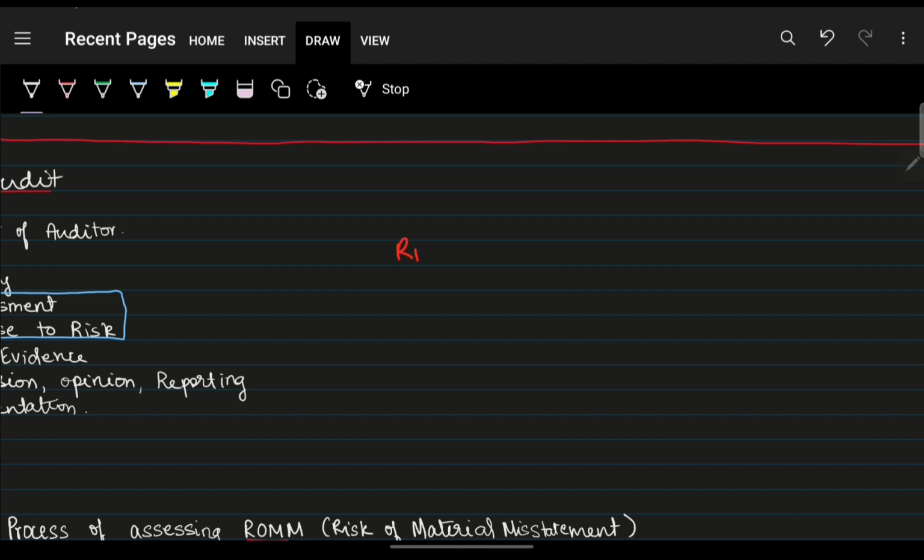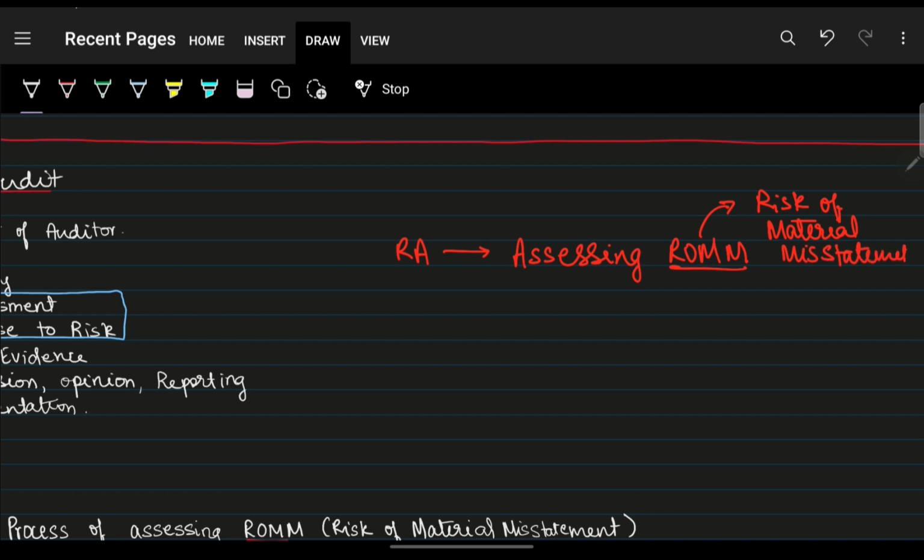The risk assessment is the procedure of assessing ROMM, right? What is ROMM again? ROMM is risk of material misstatement. Very simple. Okay, so what is risk of material misstatement?